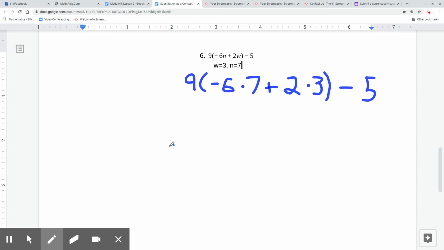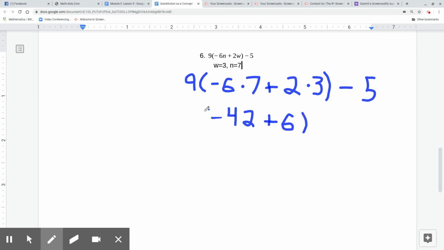Okay, guys, hopefully this is what you came up with, but now we are ready to evaluate this expression as well. Once again, we're going to follow the order of operations. We're going to start with what's inside the parentheses, starting with multiplication, and then we'll add. So when we multiply -6 times 7, that is going to give us a -42. And that is going to be added to 2 times 3, which is 6.